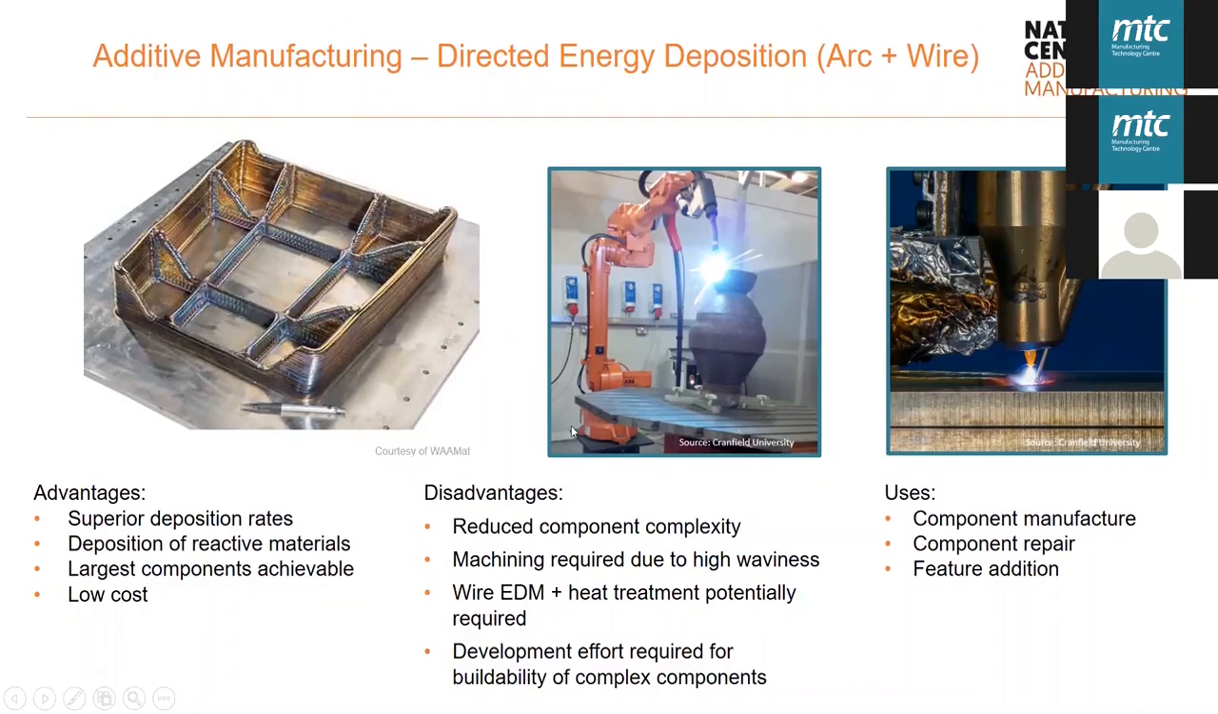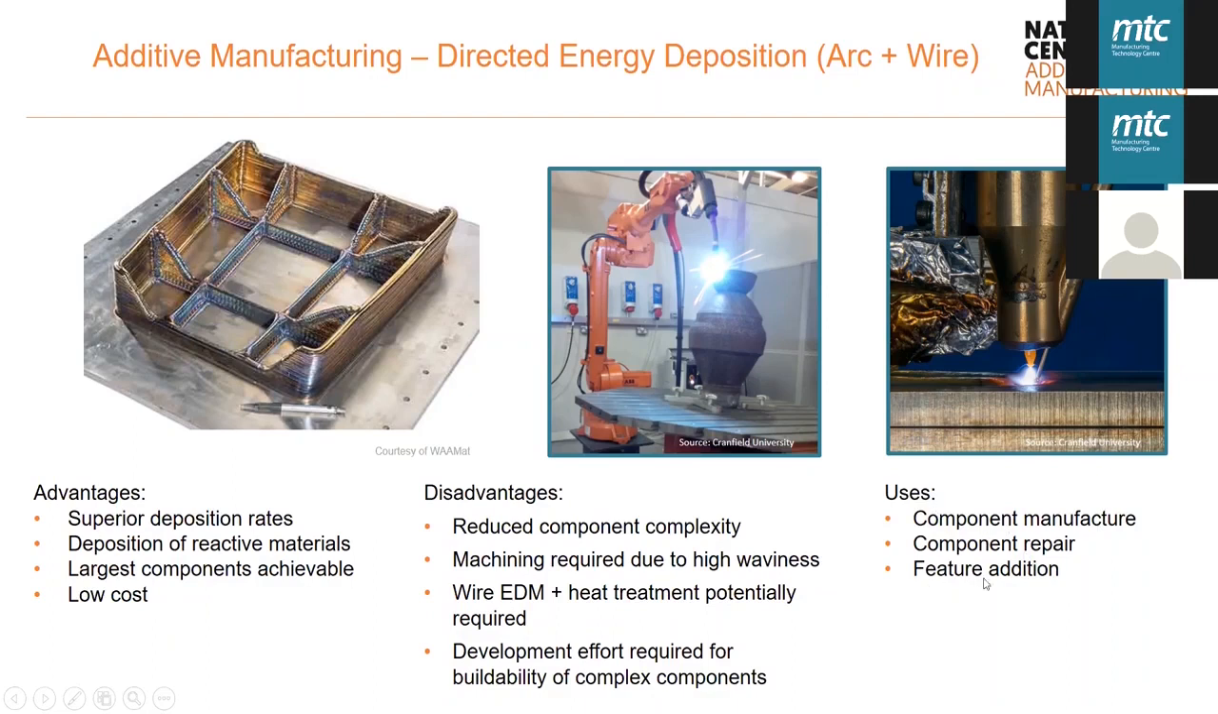Some of the disadvantages are reduced component complexity, again mirroring what we've seen previously with DED systems. Machining is required due to the high waviness. You can see here the high waviness of the component, so you will have to machine if that's what your component spec is telling you to do. You will also most likely need to wire EDM and heat treat, again due to the thermal gradients, and there is that development factor of some effort required to develop your toolpaths in such a way that you can build more complex components. And again, the use cases: AM manufacturing of components, potentially repair and feature addition as well.